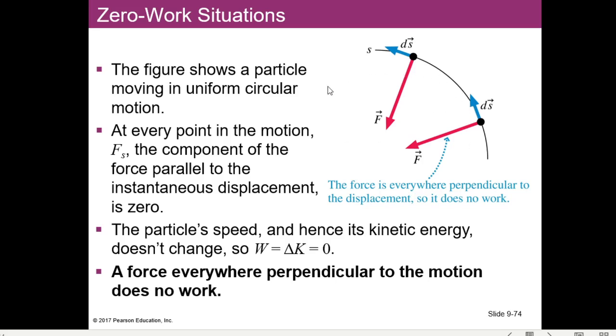Suppose you have a particle going in uniform circular motion. Remember that means constant speed in a circle. We have to have a net force towards the center of the circle, or it doesn't go in a circle, but that force towards the center of the circle is always at right angles to the displacement. The displacement is always tangent to the trajectory, and the force is always perpendicular to that tangent direction. So therefore, the force that's making it go in a circle does no work.